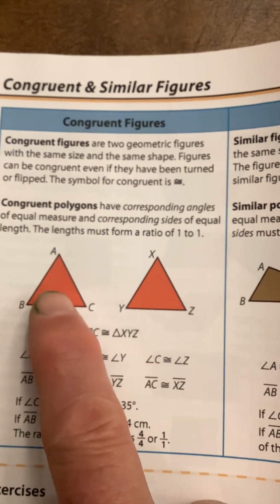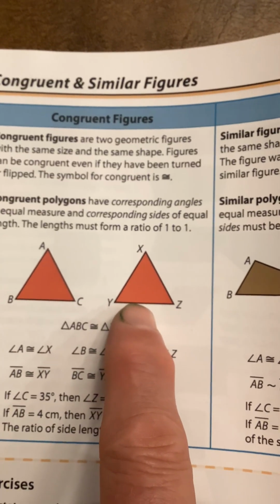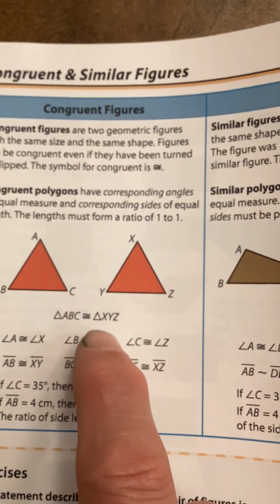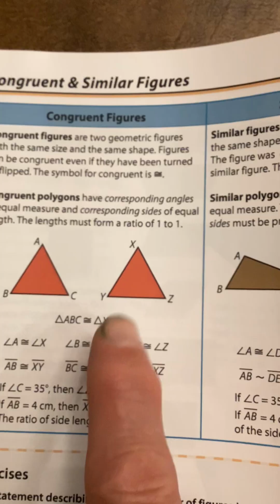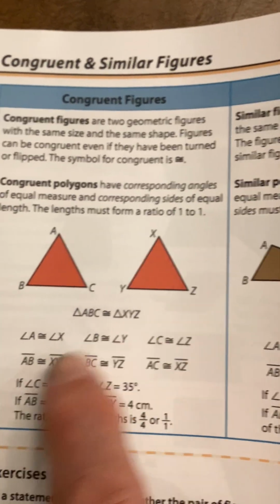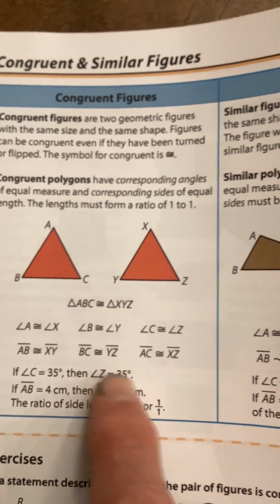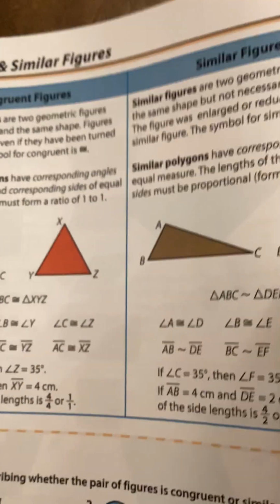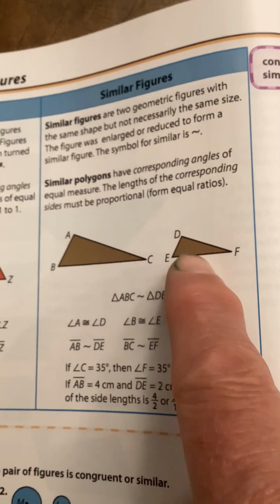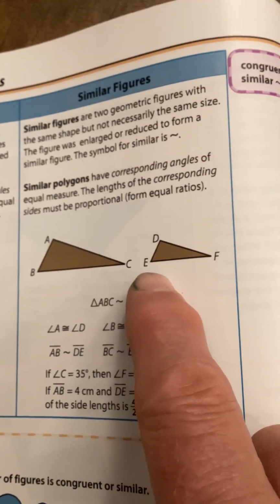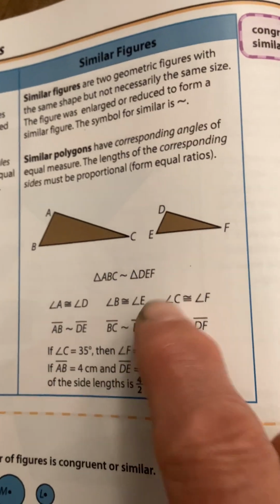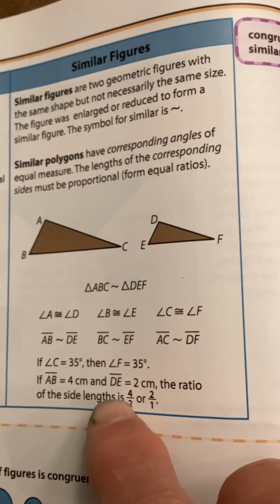The sides are the same length and the angles are the same measure. The sides are congruent, the angles are congruent. Angles are congruent, sides are congruent. Means they're exact copies. Similar means it's the same shape, but not necessarily the same size. So the sides are proportional.